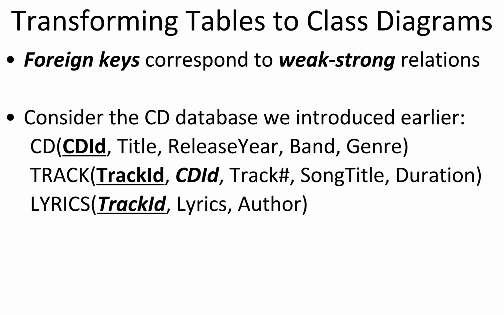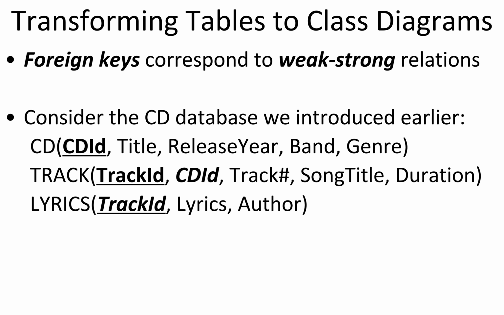So let's look at this data model that we have here. The schema has CDs with IDs, titles, and release year. We have tracks with track numbers, song titles, and duration. And we've added this additional one with lyrics and the author of those lyrics. One thing to note here is the track ID. Notice from the notation that bold means it's a key, not necessarily a primary or foreign key. It's a key.